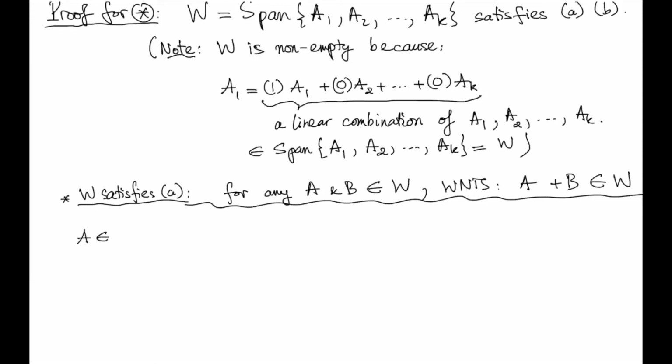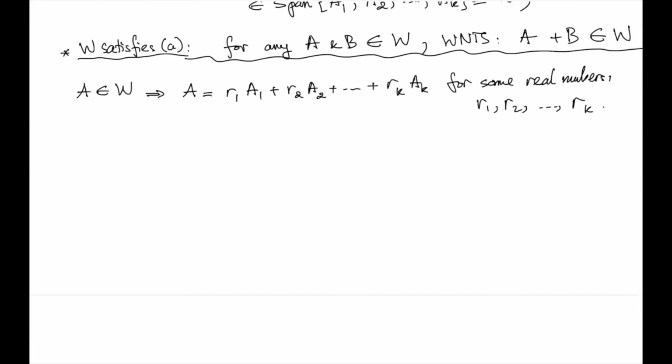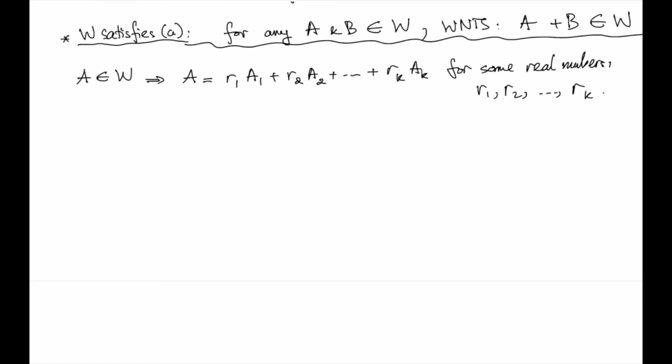A is in W. That implies that A is a linear combination of A1, A2, up to AK. That means A will be equal to R1 A1 plus R2 A2 plus ... plus RK AK for some real numbers R1, R2, ..., RK. We don't know what they are, but there must be some real numbers that will make the combination work, right?